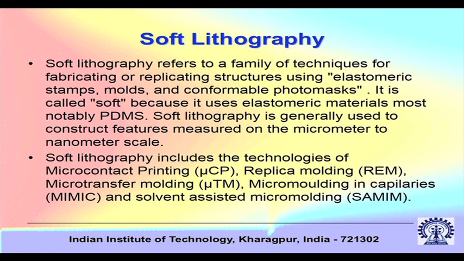Now a process which is related to the lithography technique but uses soft materials is known as soft lithography. Soft lithography refers to a family of techniques for fabricating or replicating structures using elastomeric stamps, molds and conformable photomasks. It is called soft because it uses elastomeric materials, most notably PDMS. Soft lithography is generally used to construct features measured on micrometer to nanometer scale.